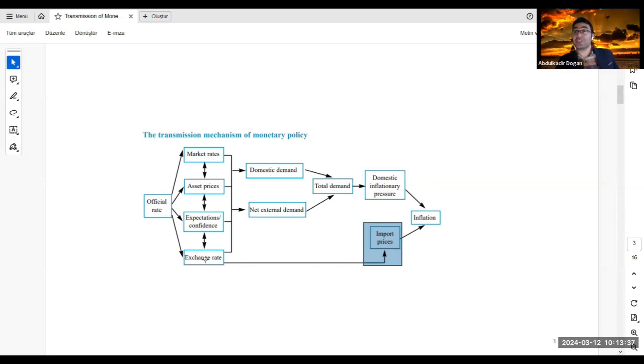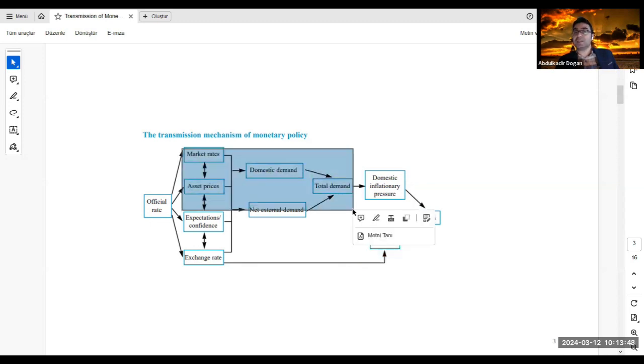And this is called the exchange rate pass-through effect throughout the world. And this is coming via the import prices. But normally, domestic prices can change via the total demand. And it is coming from the asset prices, market rates, and expectations for the future.